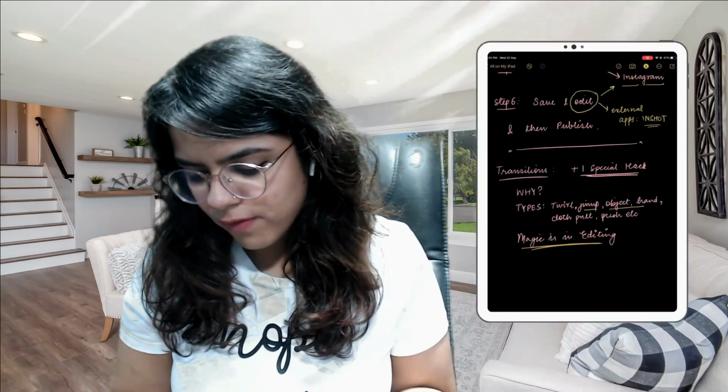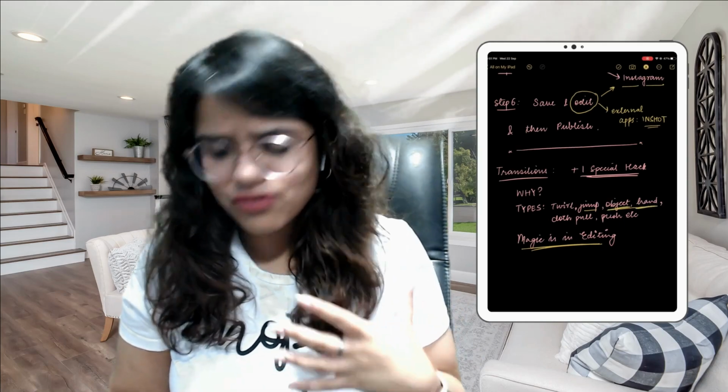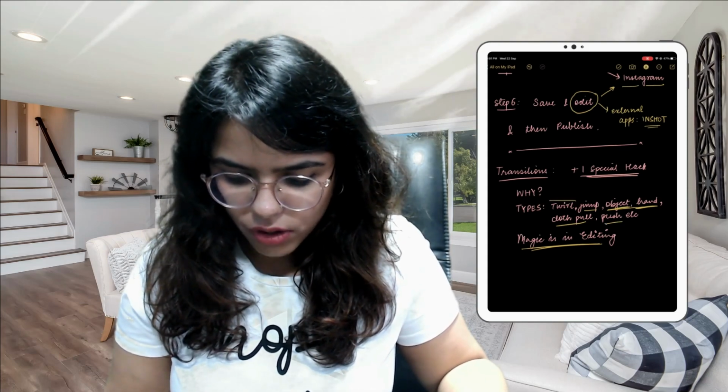Okay, super. Now we've done this specific transition called the twirl transition. As you see, we have a lot of different kinds of transitions. We have jump, we have object swipe, we have hand swipe, we have cloth pull, cloth push, etc. There are so many different kinds of transitions available. Today we did twirl transition because that got the maximum votes.